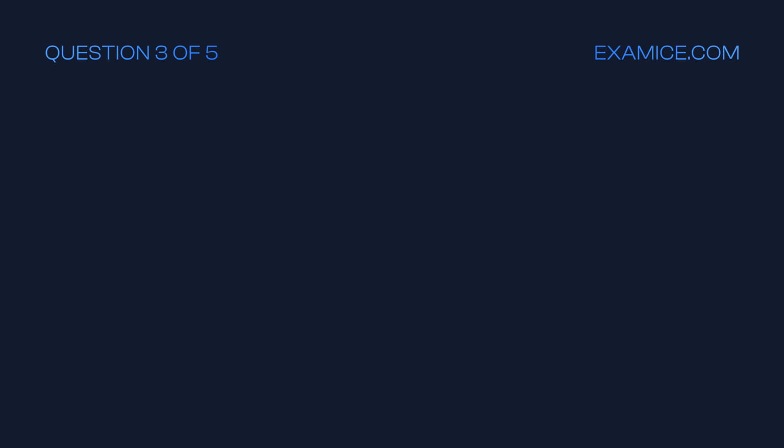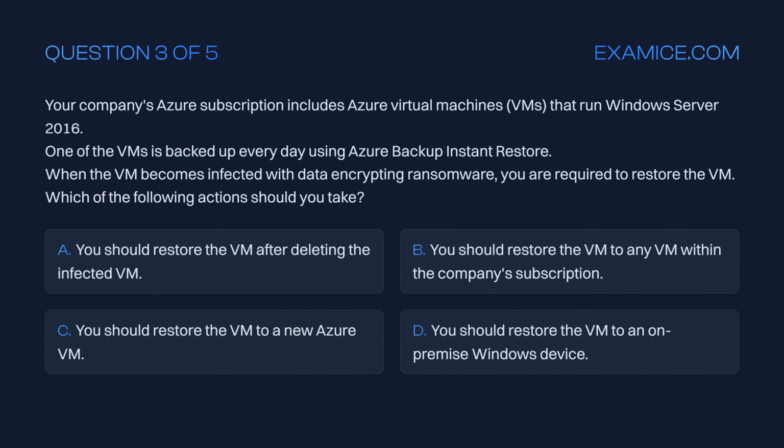Question 3. Your company's Azure subscription includes Azure virtual machines that run Windows Server 2016. One of the VMs is backed up every day using Azure Backup Instant Restore. When the VM becomes infected with data encrypting ransomware, you are required to restore the VM. Which of the following actions should you take?